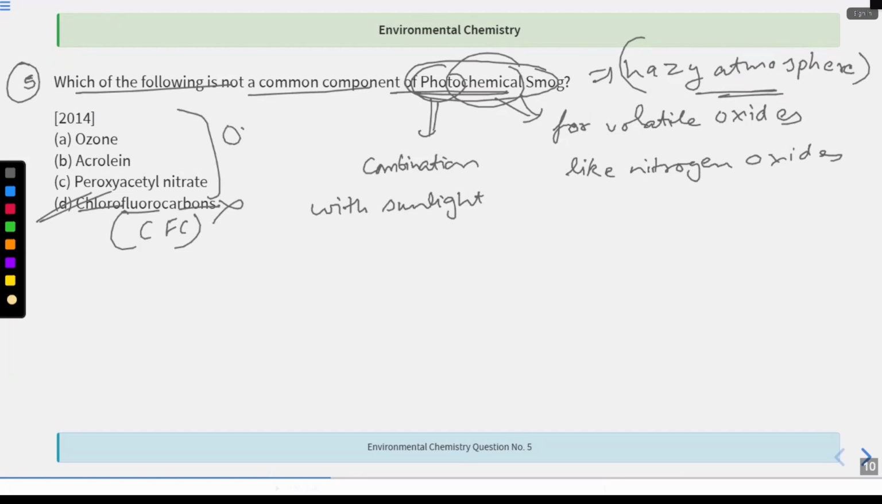So these are formed by the combination of oxides with sunlight. This is about photochemical smoke. And of course, because it is due to sunlight, it occurs more often in summer because there is more sunlight in summertime. So this is about photochemical smog. Of course, it is a complex process, but you don't need to go that deep, because only these types of questions will be asked in JEE Mains. Cool. So let's move ahead.